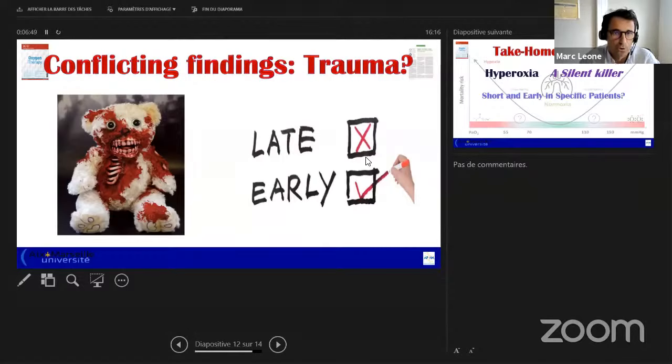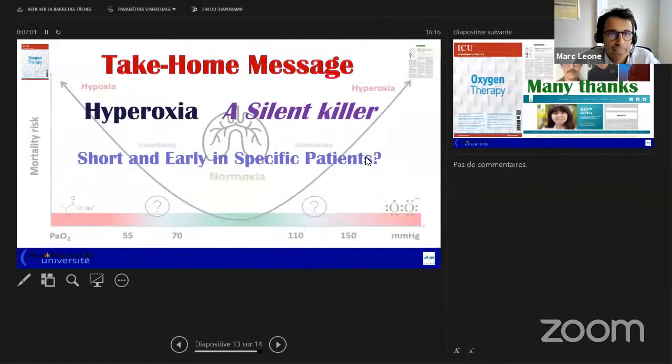I'm not sure that these results are very conclusive, but I think there is some room for improvement for these patients. So my take-home message: hyperoxia is a silent killer, and we should pay very close attention to this.